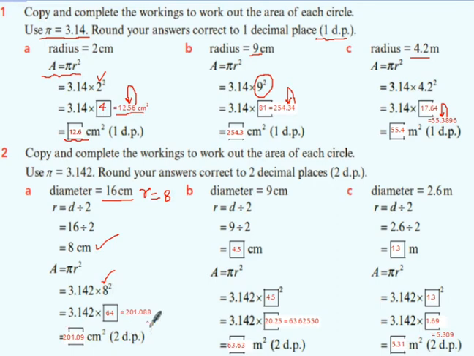Here they are asking the answer up to 2 decimal places. So we have to round off to 2 decimal places. Now you have to see the third place. The third place is more than 5, so it will become 201.09. Here the diameter is 9.